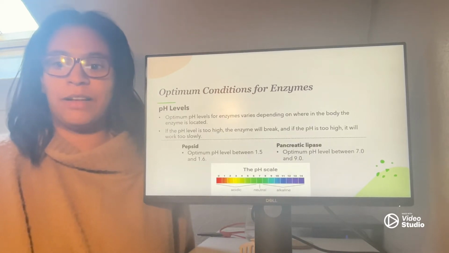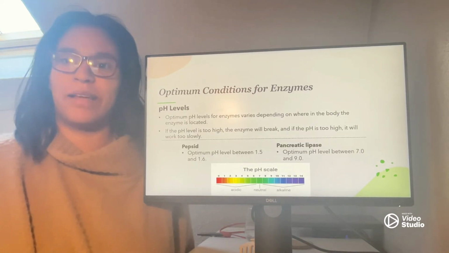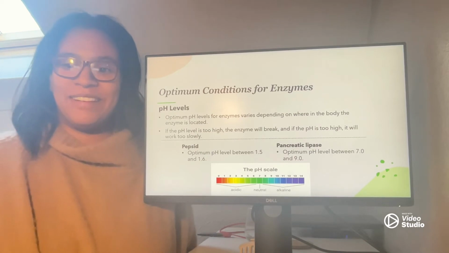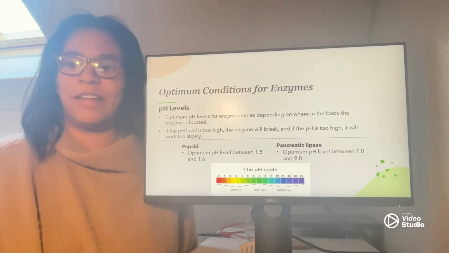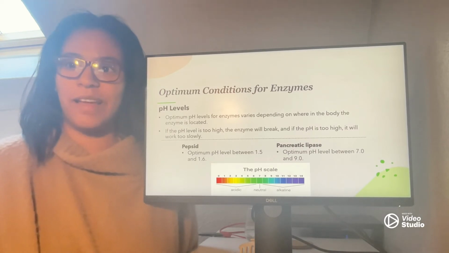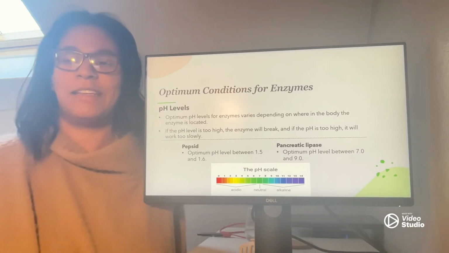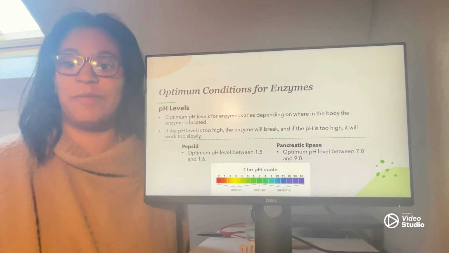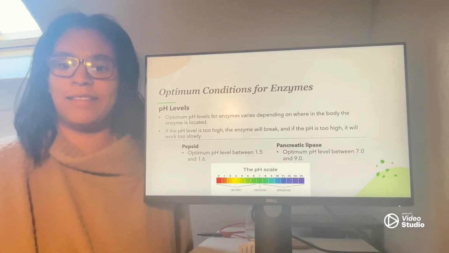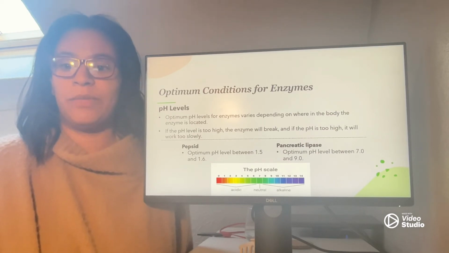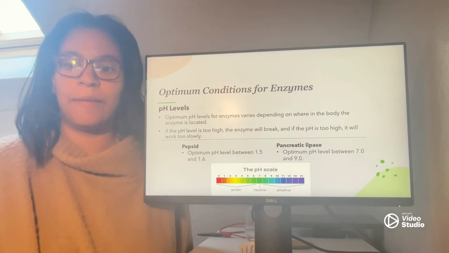pH level, however, varies dependent on where in the body the enzyme is. Pepsin, which we know is secreted in the stomach to break down protein, works best in a low acidic pH range of between 1.5 and 1.6. This is because at low pH, the carboxylic acid group is protonated, which allows it to catalyse the chemical reaction of breaking chemical bonds. If the pH level rises above 2, pepsin will become inactive and will no longer work.